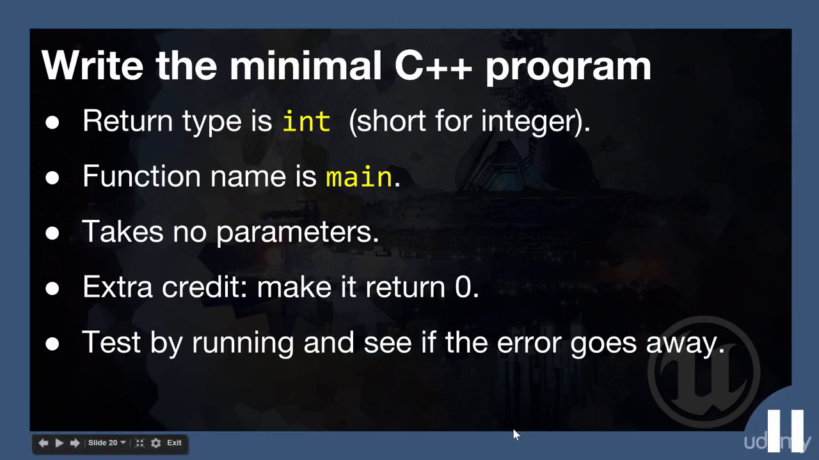So here's your challenge. Write the minimal C++ program. The return type is int, short for integer. The function name we want is main, lowercase like that. It takes no parameters. And for extra credit, make it return 0. Test this by running and seeing if the error goes away when you try and go Control F5 for debug and run without debugging. Okay, go ahead, pause the video and do this challenge now.